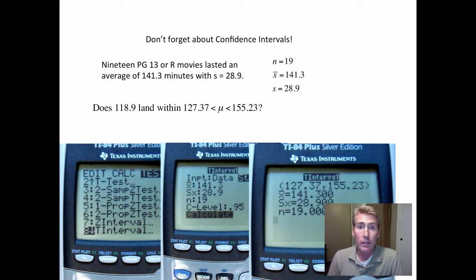And we're going to be doing this in the next chapter, so that's why I want to remind you of confidence intervals right now. So again, the conclusion is that those geared for older people do last longer.